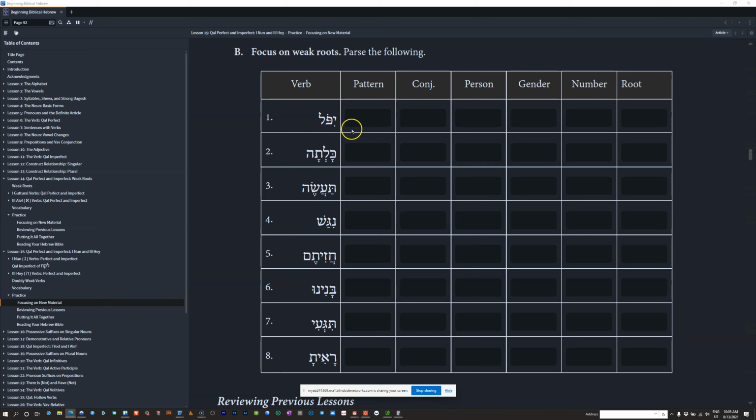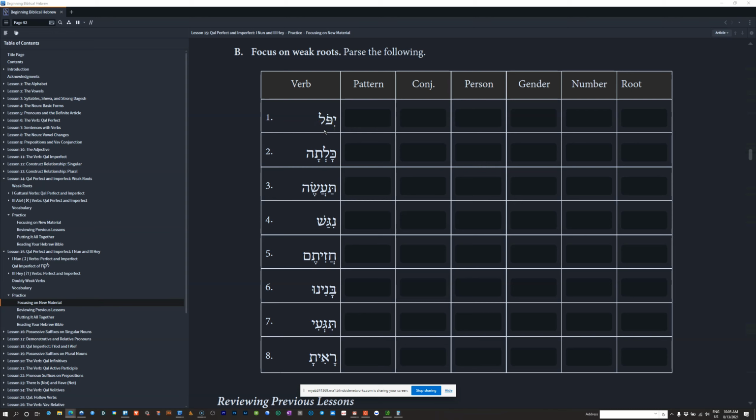We're going to start off here with section B. I'm already told that these are weak roots, so that's helpful. I know that when I see something here, I need to think a little bit and not just assume that I can guess based on what's in front of me. It's a little bit sneaky, but when you're out in the wild, reading your Hebrew Bible, you're not going to know whether you're looking at a weak root or a strong root if you don't immediately recognize the verb.